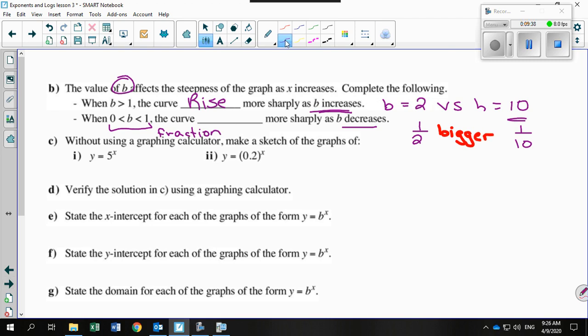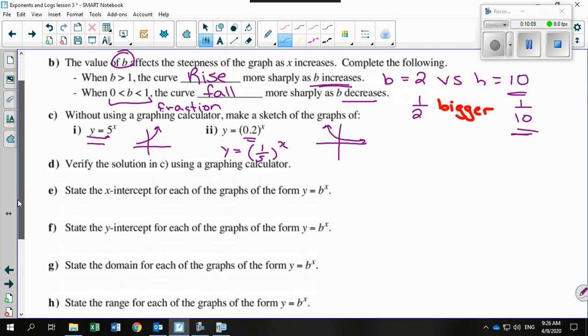Right, so this is decreasing. It's going to fall more rapidly or more sharply than if we had 1/2. So if we have something without using a calculator, make a sketch of what these graphs look like. Well, my base is greater than 1, so it's going to be a growth. And there it is. 0.2, that's the same thing as (1/5) to the power of x, so we know it's going to be a decay. And that's all you need to know really about that base.